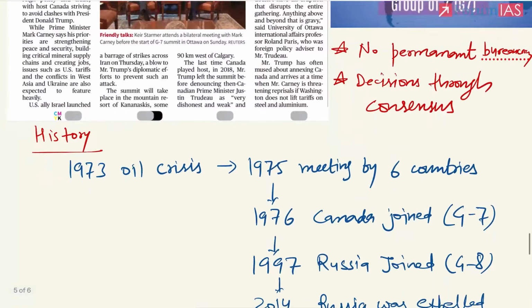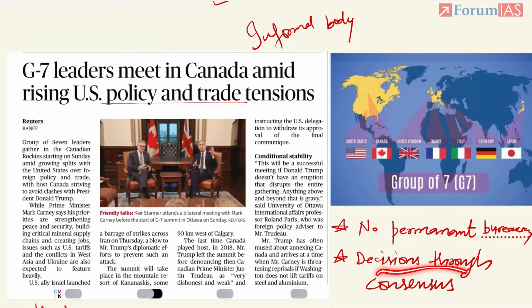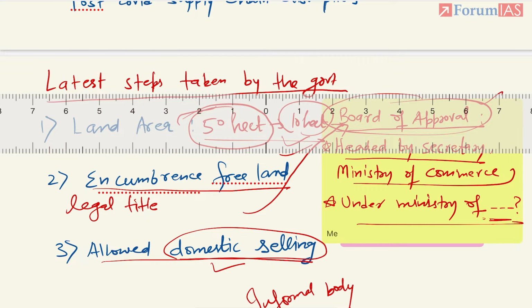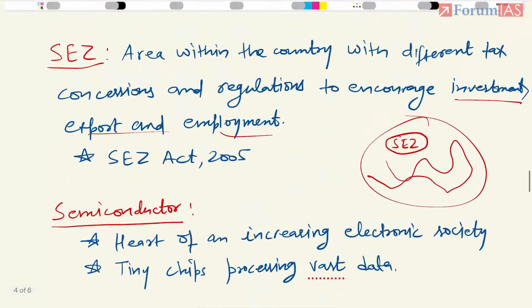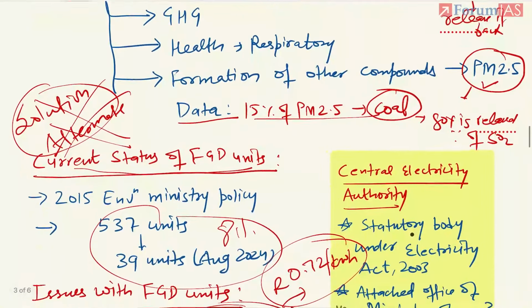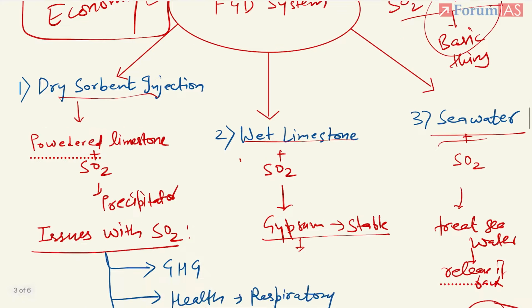This microgravity thing, this G7, G8 thing, no permanent bureaucracy, decision through consensus, board of approval, what is the ministry, Central Electricity Authority, statutory body or not, what is gypsum, the chemical formula of gypsum. So such questions are very detailed and that come through experience. As when we read newspaper and see the analysis on a daily basis, we get to know what thing can come in exam and what thing are less likely to come in exam.